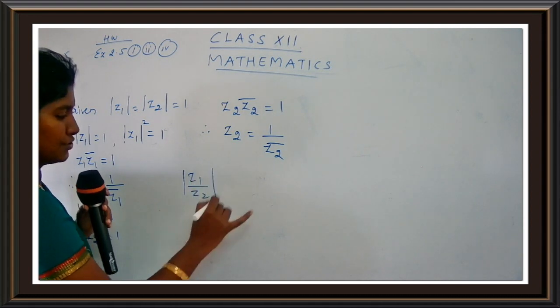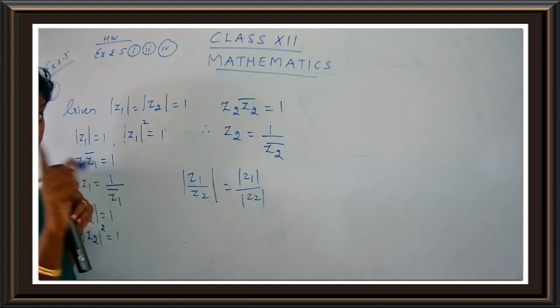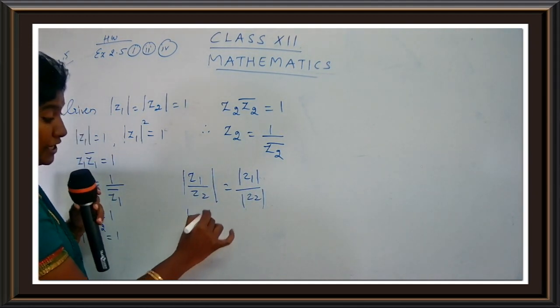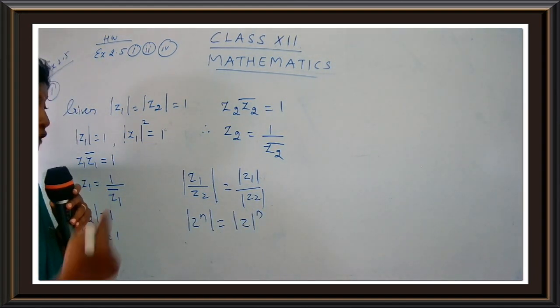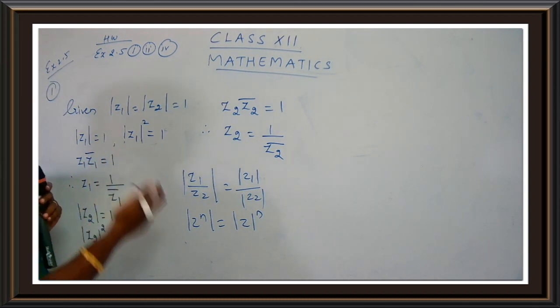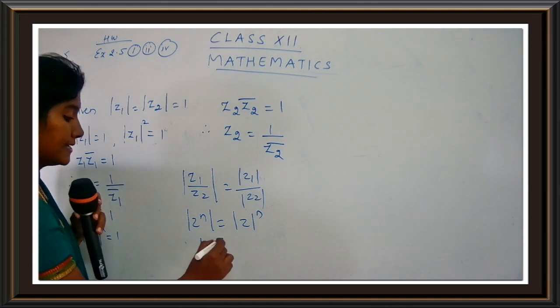This was used for the first sum. Then for the third subpart, I used modulus of Z raised to n is equal to modulus Z the whole raised to n. Now what is the property I am going to use for this part? For this one, I have used modulus Z square is equal to Z into Z bar. So still we have some more properties that we are going to use over here.